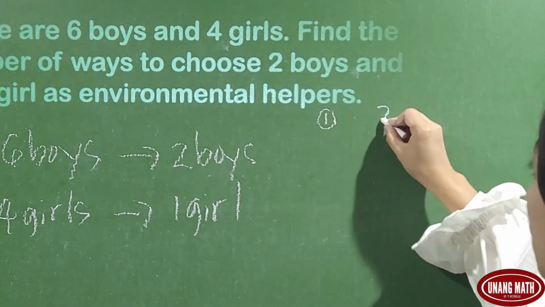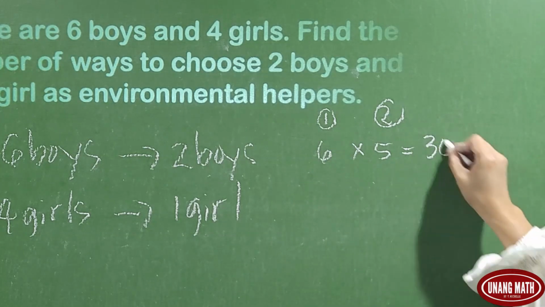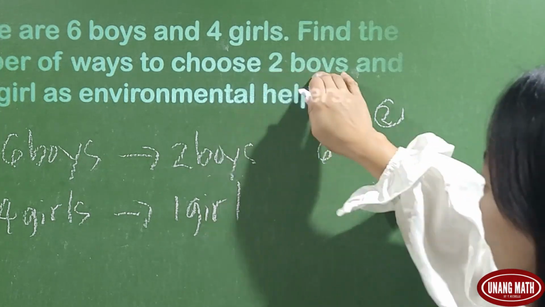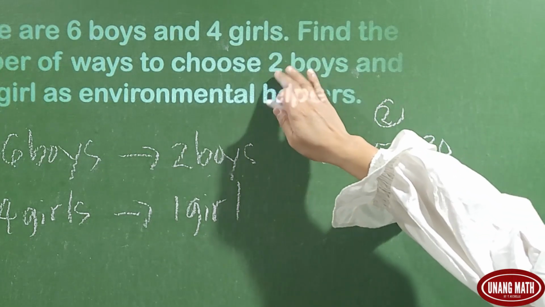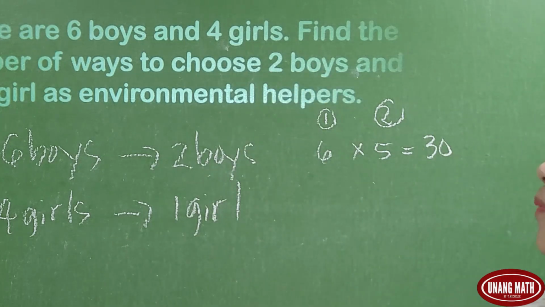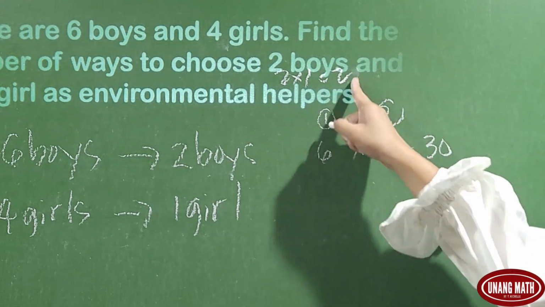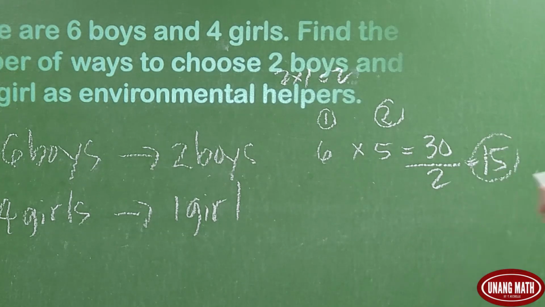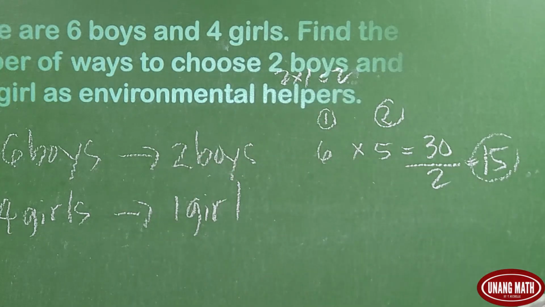So in here, from 6 boys, we will choose 2 boys as environmental helpers. So 1, 2, so we have here 6 times 5, so this is 30. But since we are choosing 2 boys, it means they have the same role. So we have to get the outcome for these 2 boys, or there are repeated outcomes. So we have to find out. So this is 2 times 1. So it's 2. Divide this from 30. So we have here 15 ways to choose 2 boys as environmental helpers.